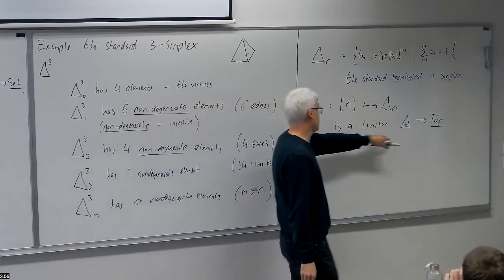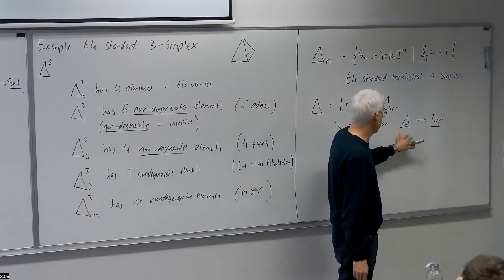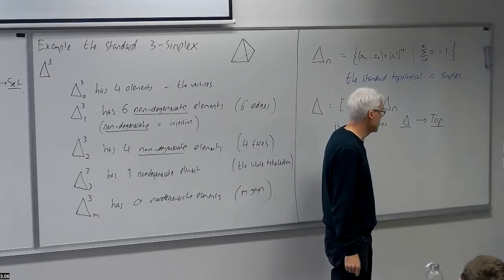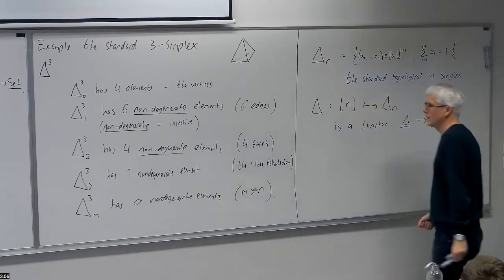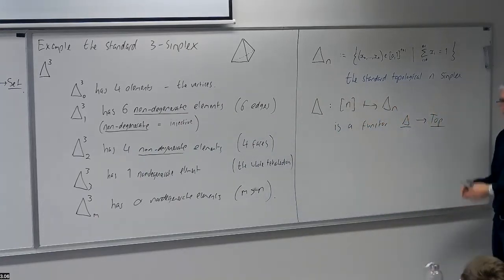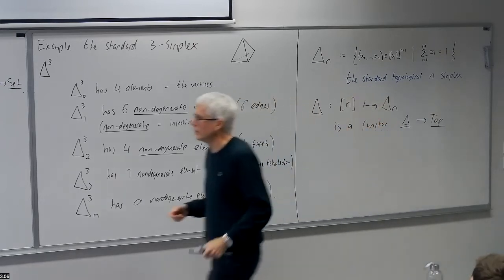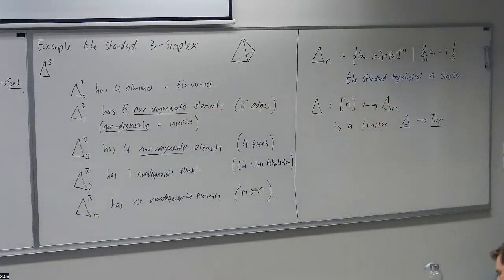So we've got this functor that maps any number n to the topological n-simplex, and using that, we see that any topological space gives rise to a natural simplicial complex. Or maybe I'll go to the other board.